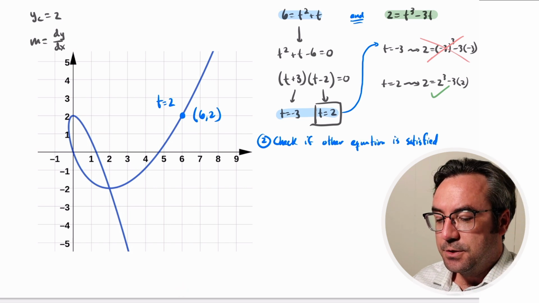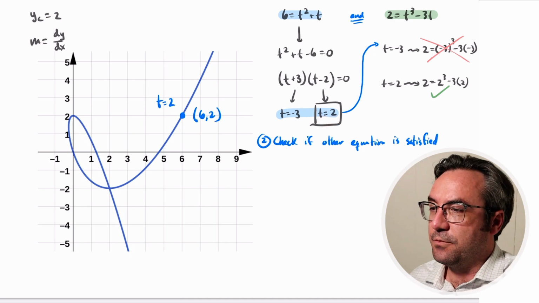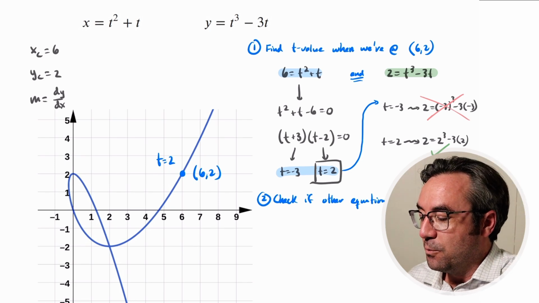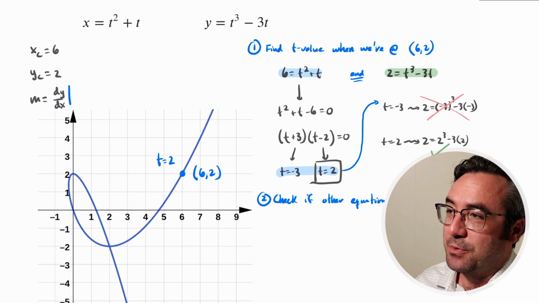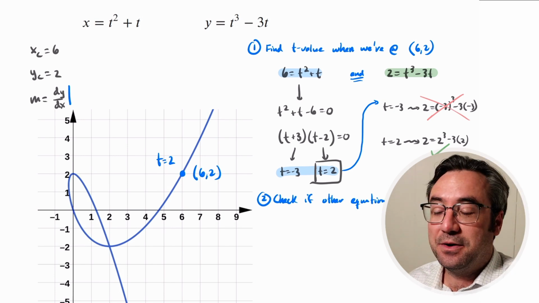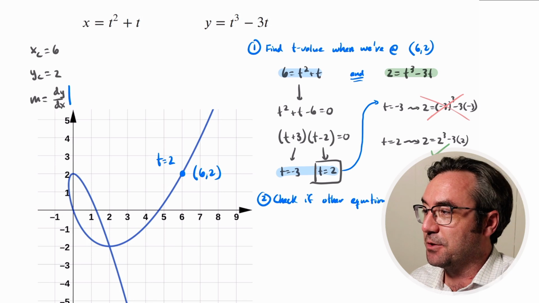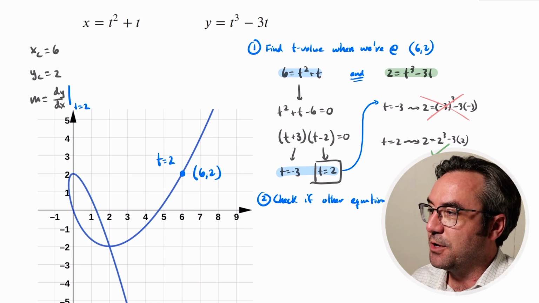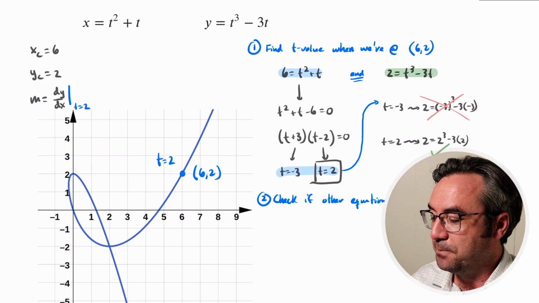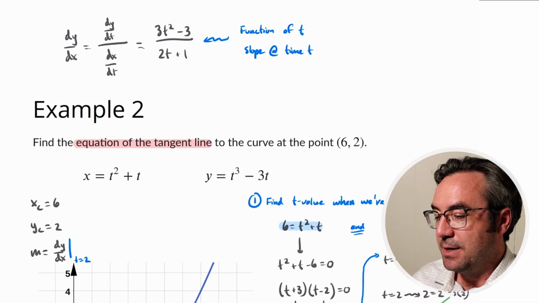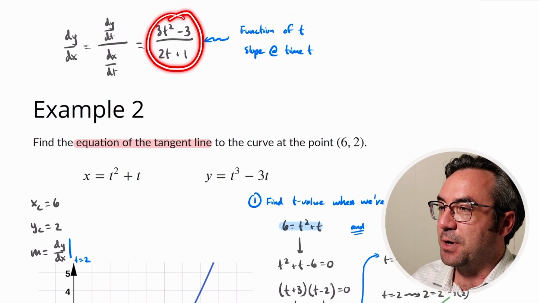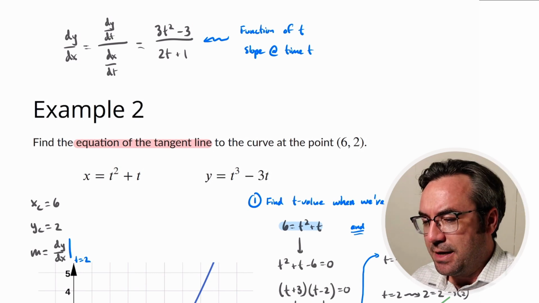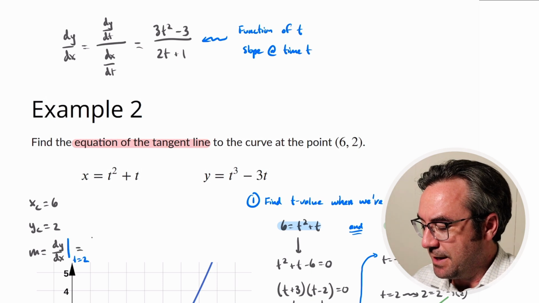All right. So now that we know the time that we're looking for, we can plug this t-value into our derivative. And this will give us the slope of our tangent line at that particular point. So we're going to evaluate our derivative when t is equal to 2. So we can go back up, take this formula that we calculated, and plug in 2 for t.